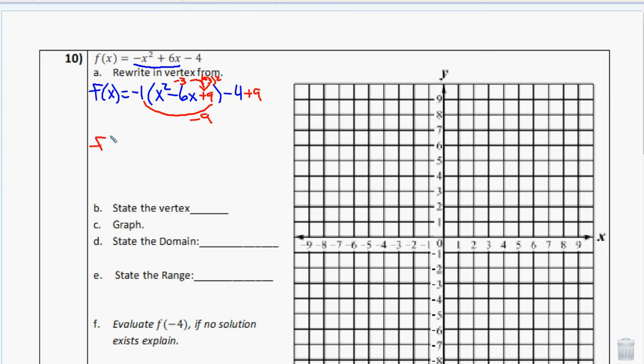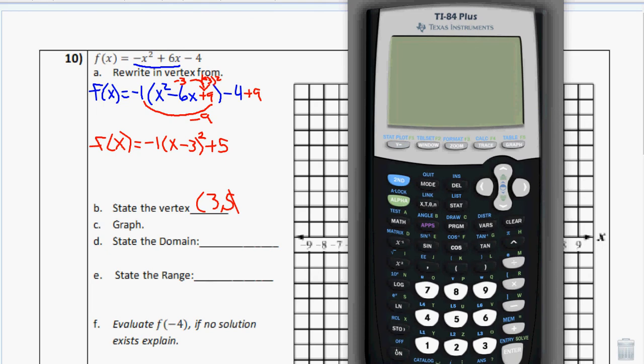This factors to be negative 1 times x minus 3 times x minus 3. So I'll write it as x minus 3 quantity squared. Combine my like terms, plus 5. Let's write down our vertex. It's at 3, 5. And now I want to use my calculator to make sure that I actually wrote it in vertex form correctly. Also, it will help me with the graphing part of it.